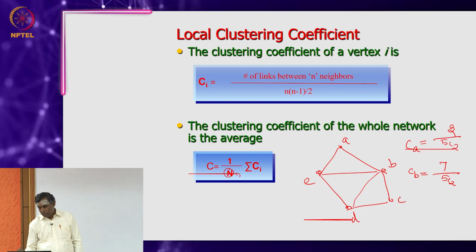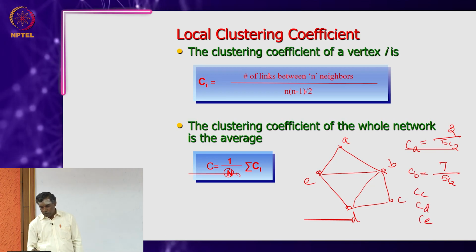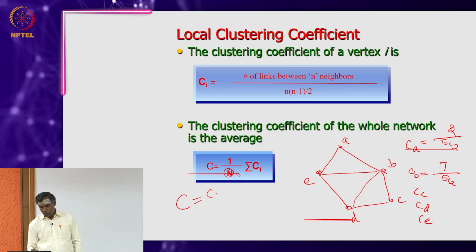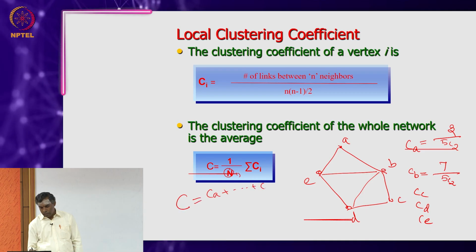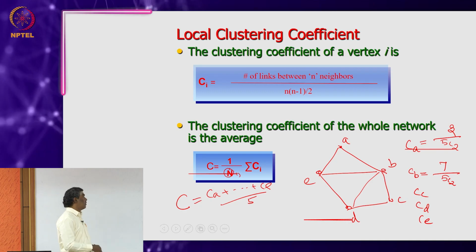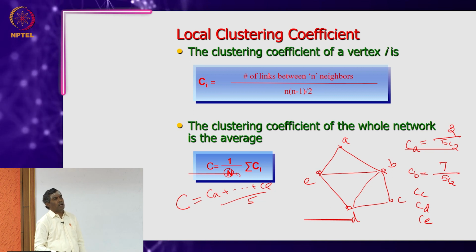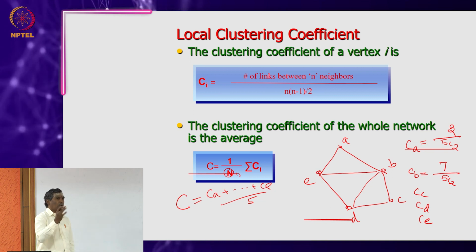Then you find CC, CD, and CE. Then the global clustering coefficient is CA plus, etc., plus CE, divided by 5. It's something like an average. This is a very powerful measure for finding some features in data.